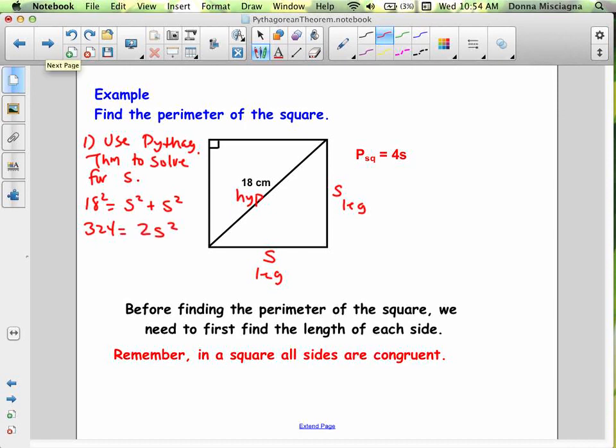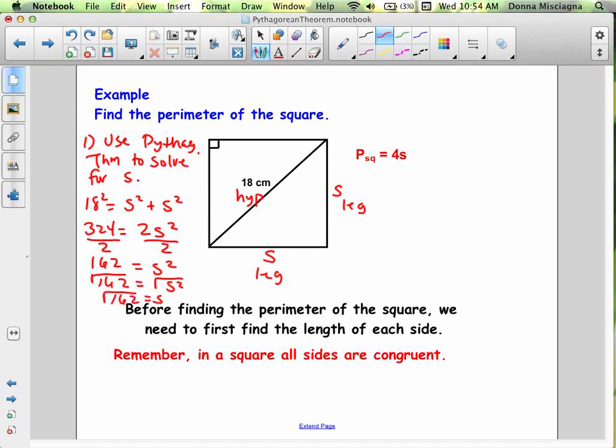Now before we take a square root, we need to isolate the S. So we're going to divide both sides by 2. 324 divided by 2 is going to be 162. So now we'll take the square root of both sides. And again, we only want the positive. So the square root of 162 is S.